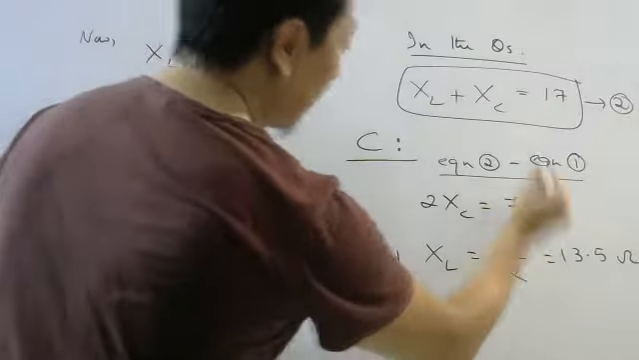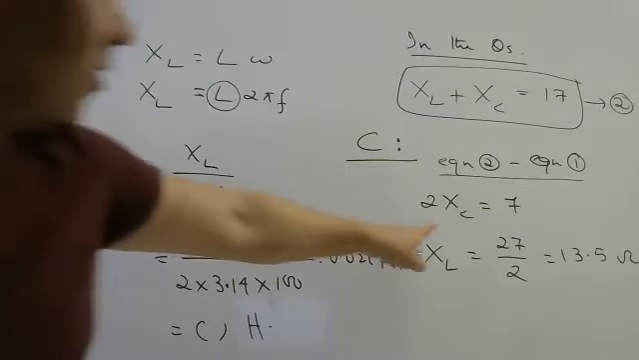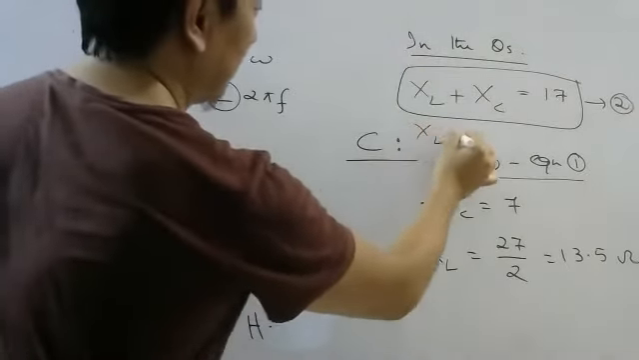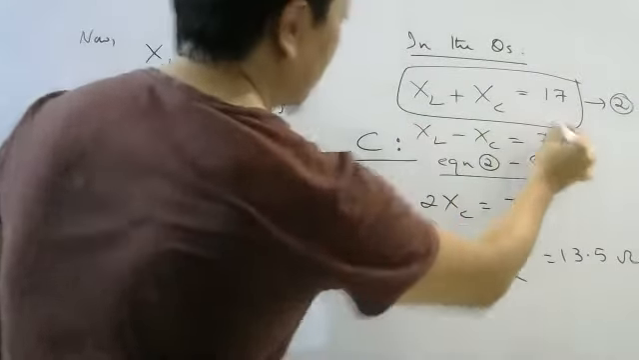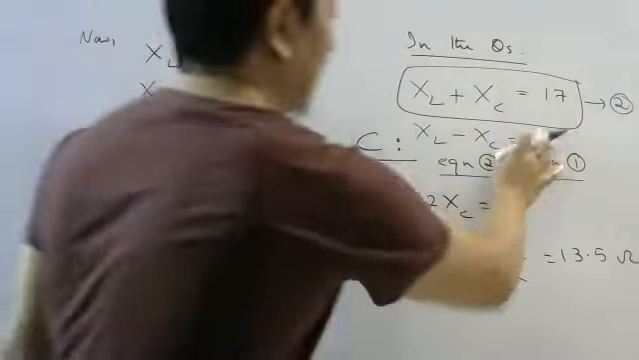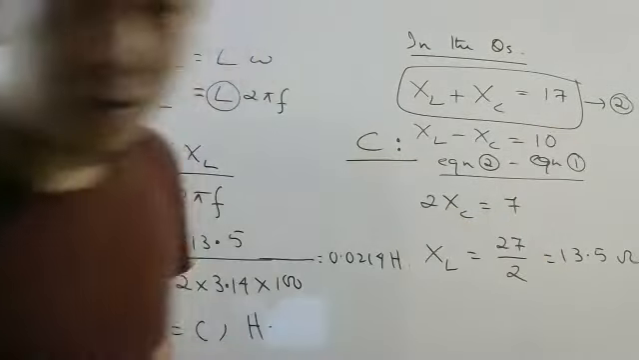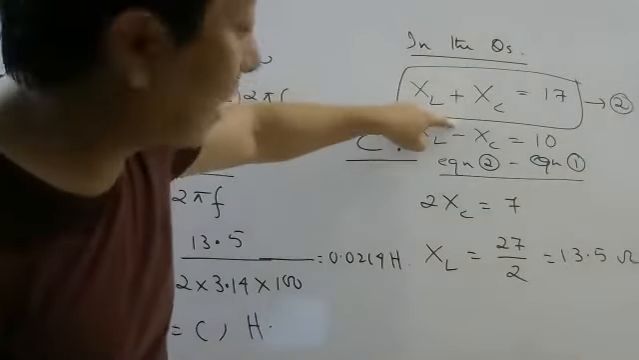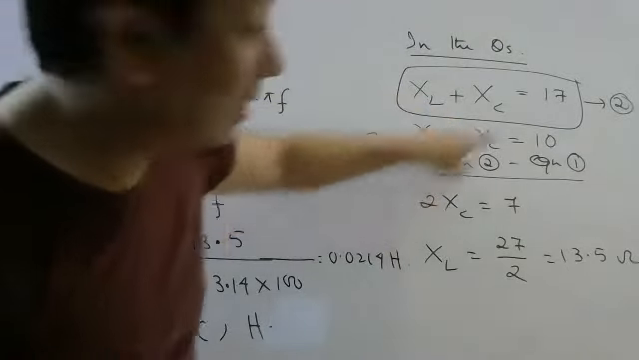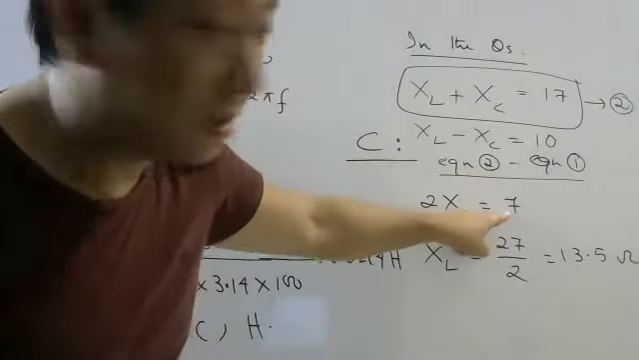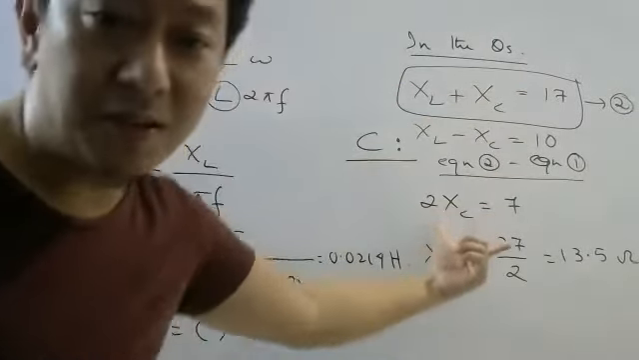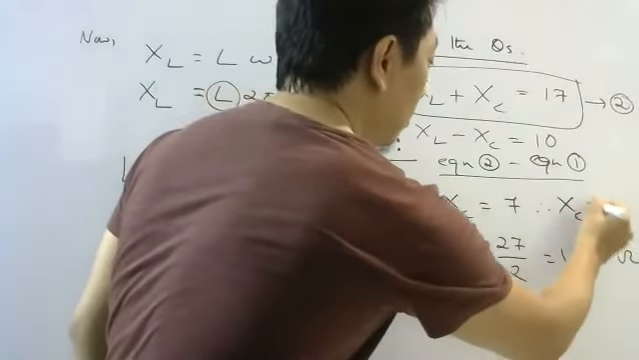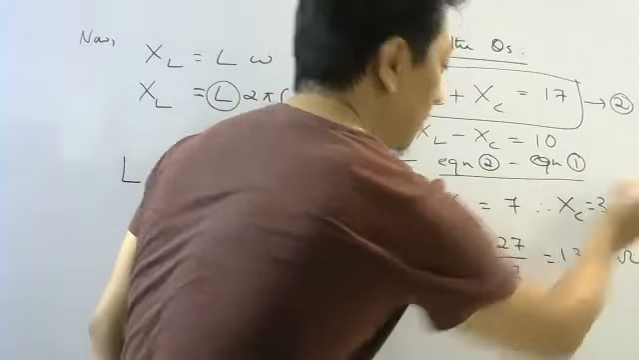2XC equals to 7. Check once, yes or no? What was the other formula? XL minus XC equal to 7. Oh, not 7, 10. So if I subtract, XL minus XL cancel. XC minus XC, 2XC. 17 minus 10, 7. Everybody understood this, how I got? So XC will be equal to 3.5.